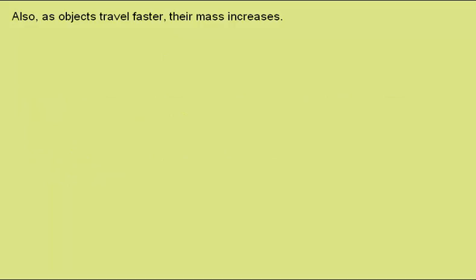Another strange effect, which is actually observed in nature, is that as objects travel faster, their mass increases. Mass increase is given by this expression, where m is the mass of the moving object, m0 is what is called the rest mass, the mass of the stationary object, over this same expression, the square root of 1 minus v squared over c squared.